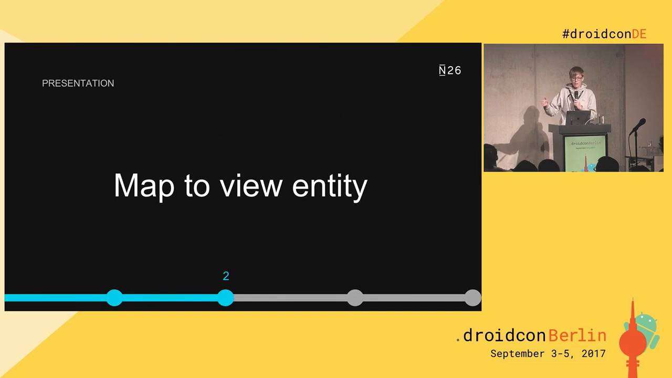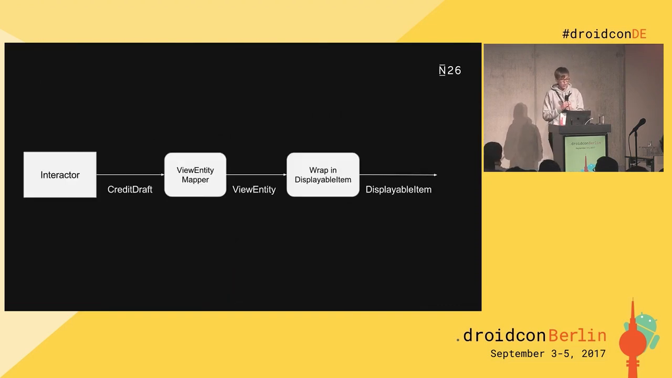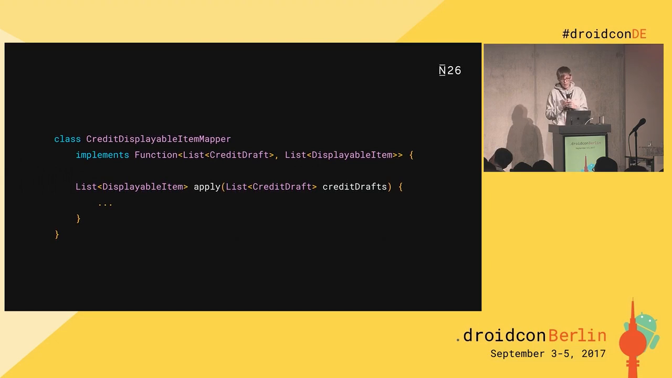All right, so we have to do the mapping step. This mapping step is going to have two steps. We have the interactor that is emitting these credit draft objects. And we have to first convert the credit draft object into a view entity, the view entity that I just showed. And then we have to wrap it in a displayable item for the list. So we can have that mapper, and again, it's a function. It has a list of credit draft as an input and a list of displayable item as an output.